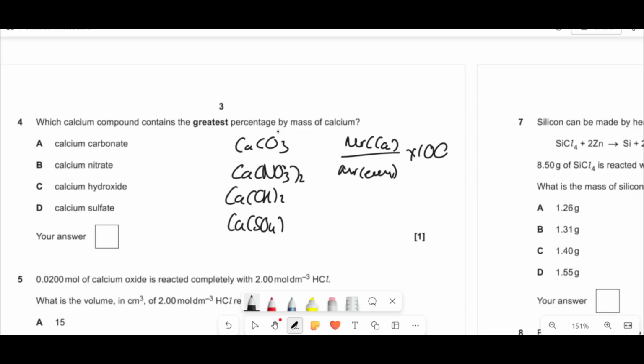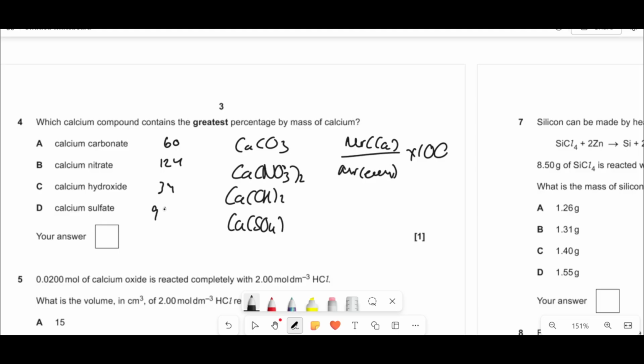So if you look at the CO3 ion, that's going to be 12 plus 3 lots of 16, right, which is 60. So that carbonate ion is 60. Nitrate is going to be 14 plus 16 3 times, right? But then there's 2 of them. So if we times that by 2, it's 124. And then hydroxide is going to be 16 plus 1, but we're timesing that by 2, so that's going to be 34. And then sulfate is going to be 32.1 plus 4 lots of 16, which is going to be, what, 96.1.